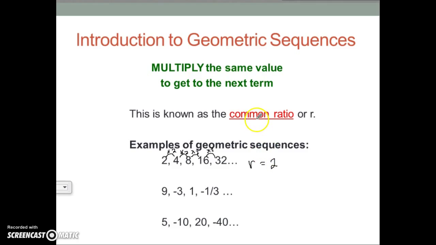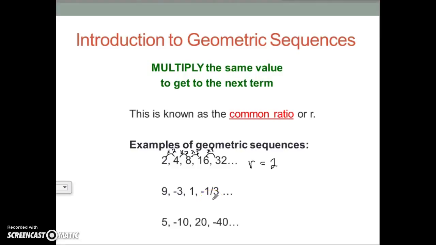In our next sequence, we have 9, -3, 1, and -1/3. In this sequence, I see that the terms are alternating between positive and negative. So I know that we are multiplying by a negative number. So keep that in mind. If you see a pattern like this where it's positive, negative, just know that you're multiplying by a common ratio that is negative.